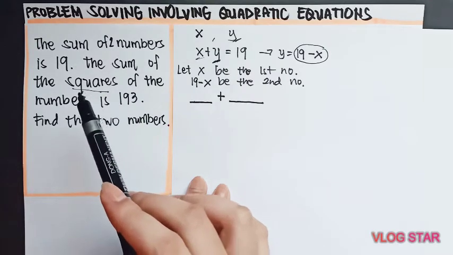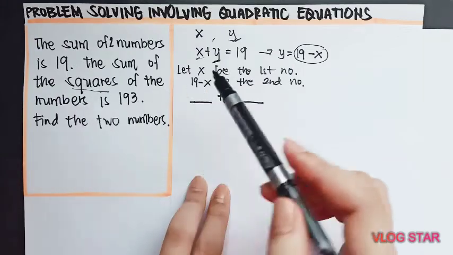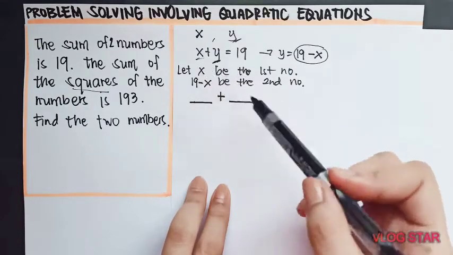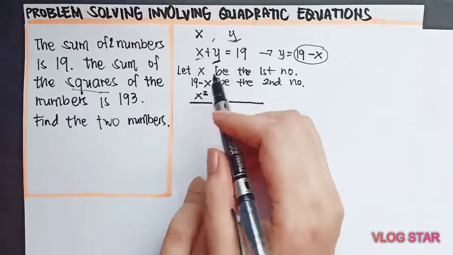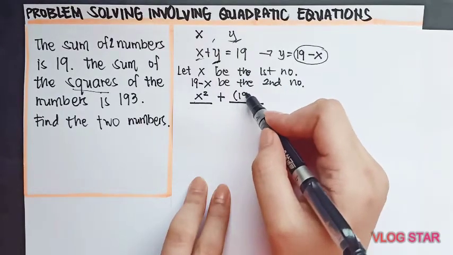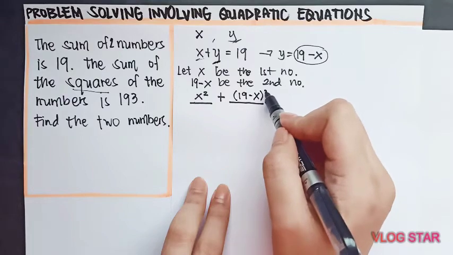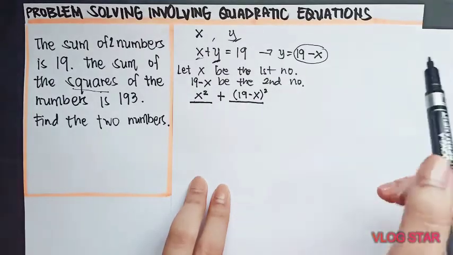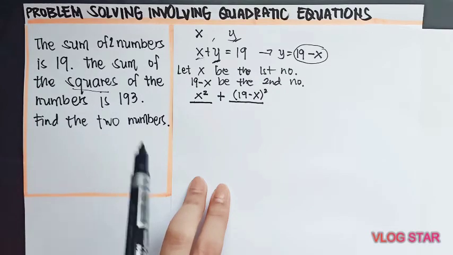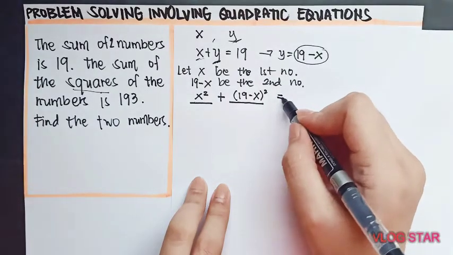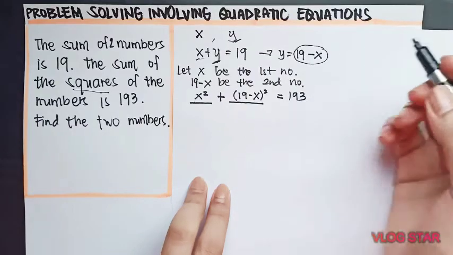So it means we have to get the square of the numbers. Since we have x as the first number, we have to square that. So that is x squared. And then the second number should also be squared. So 19 minus x, and then the square of that. And it says in here that the sum of the squares of the numbers is 193. So it's equal to 193.